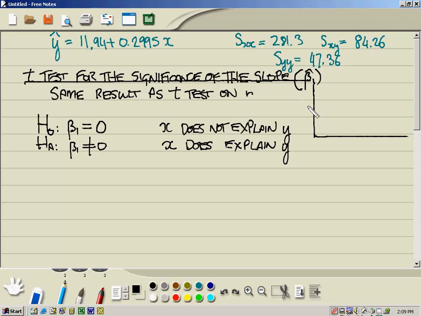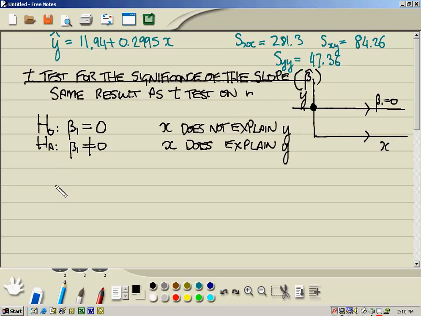We have an x and y scale, and if you have a straight line relationship, but that straight line happens to have a slope of 0, in other words, parallel to the x-axis, that means that you can move the x value all you like and the y doesn't move, it stays put. Okay, so if the slope is 0, then x does not explain y.